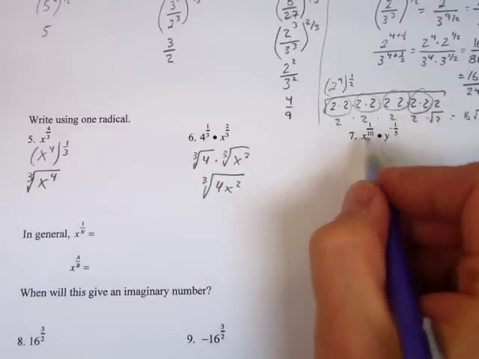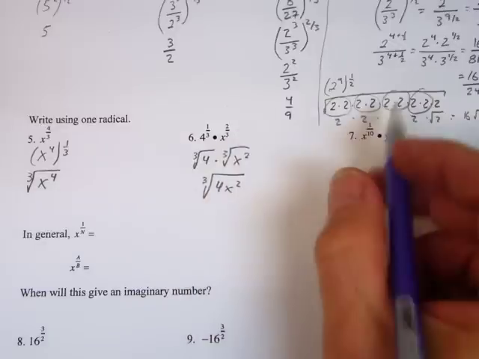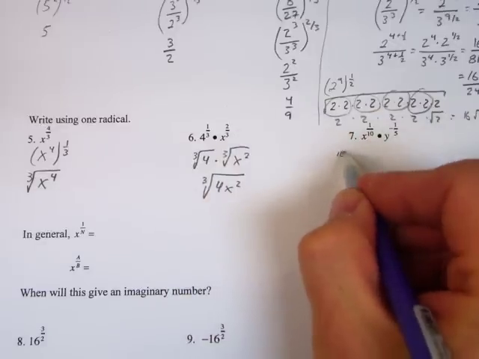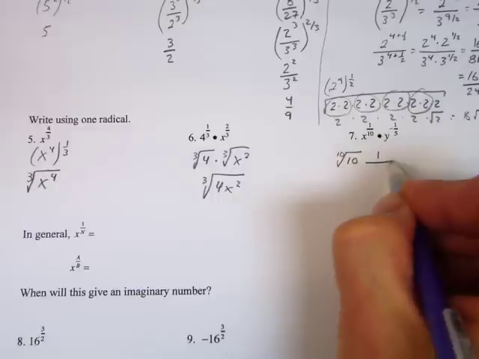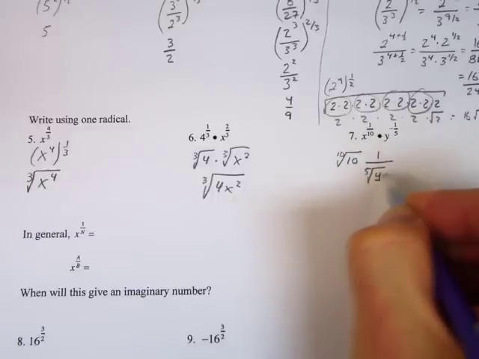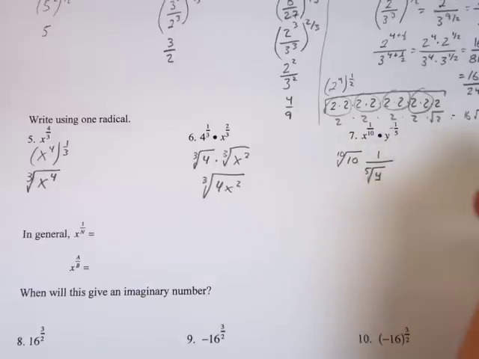Now on this one, if you notice the difference between them, we're trying to write it with one radical. These have the same roots. If I did this one, this is a 10th root of x times 1 over the 5th root of y. Well, those aren't the same radicals. They're not the same root, so I can't combine these into one right now.